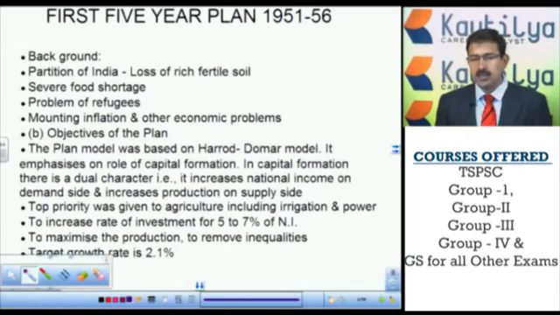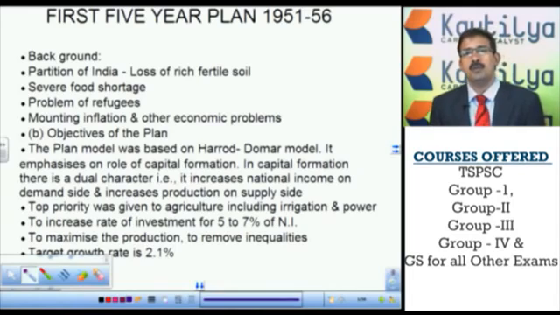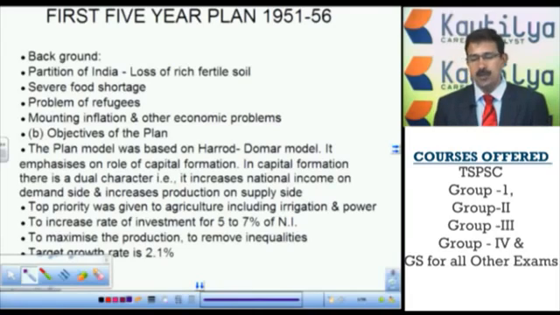So while studying each plan, how to master a plan, how to remember the important events which will be repeatedly asked in competitive examinations? In planning, generally the questions are asked on what is the important strategy followed in a particular plan, what is the important model followed in, say, the first 5-year plan, or what is the important objective of the second 5-year plan. Likewise questions are asked.